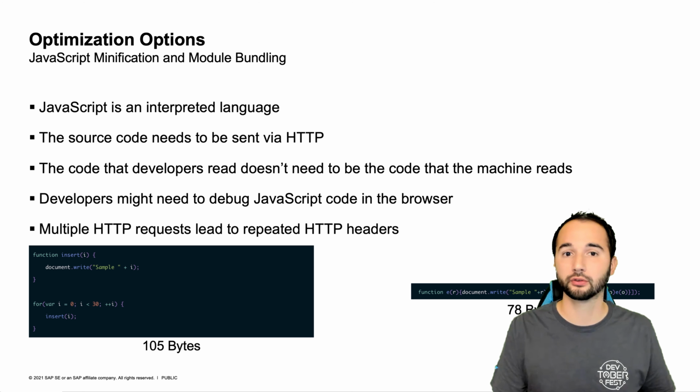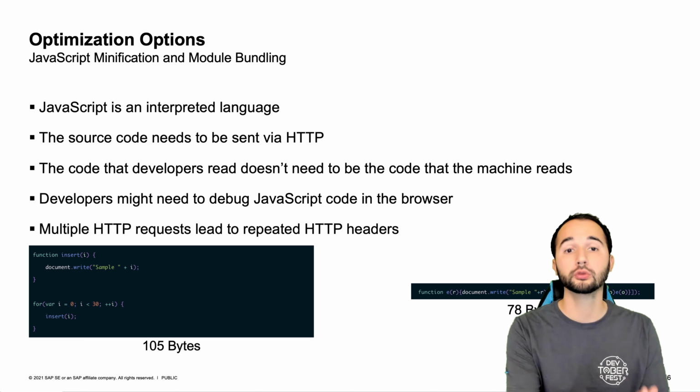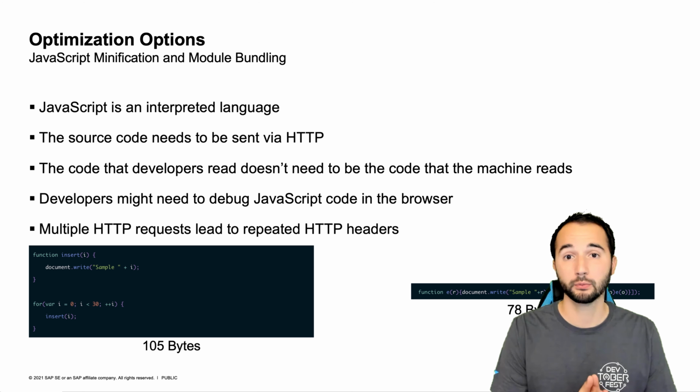What is written down in the source code? There is no compilation step in between. That means that all the comments, white spaces, and long variable names that developers chose are still in there, which blows up the file size and increases the time needed to transfer the file from the server to the client. But there's a way to work around it.